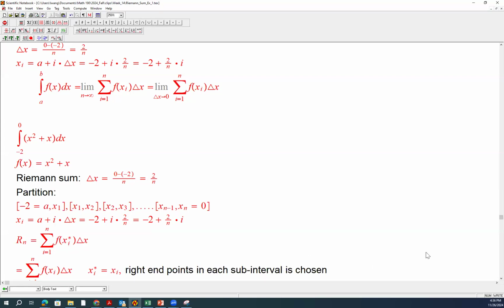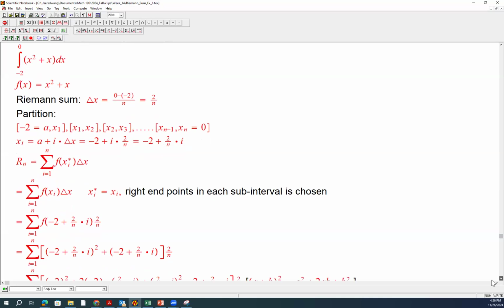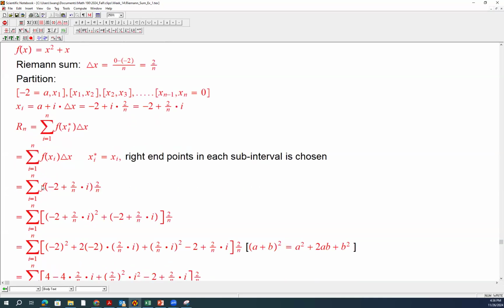Now let's construct the Riemann sum. We choose the right endpoint, and this was x sub I. So when we put in the actual x sub I, it looks a little bit more complex, but no fear. And this is delta x, f of x sub I. So as we substitute, we're going to plug in the function. The function is here.